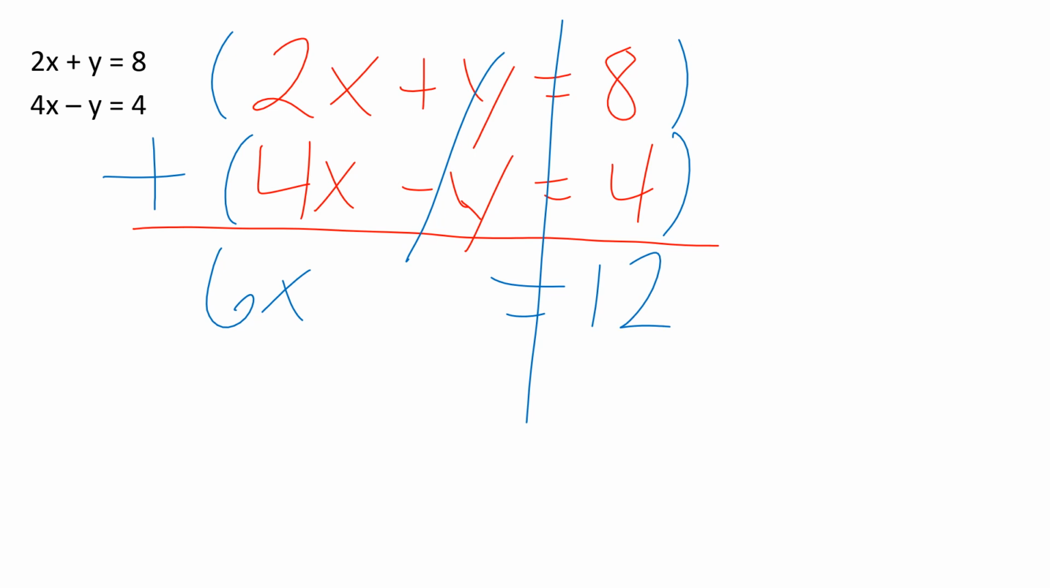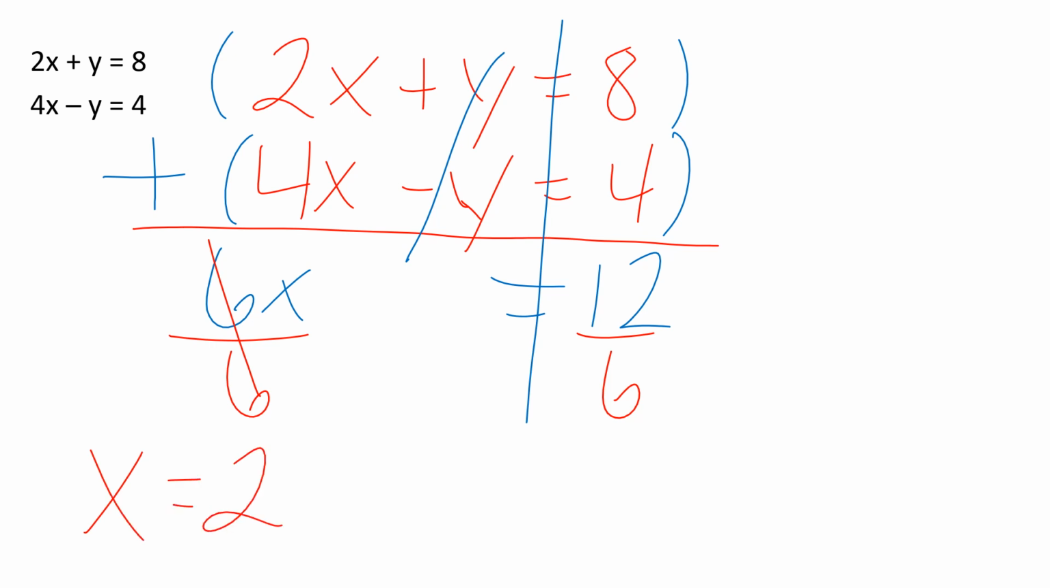Now I can just get x alone by dividing both sides by 6, and I have x is equal to 2. All right, so I got my x. Now I just have to plug x back in to get y. So I have here 2, and then we remember x is actually also 2.